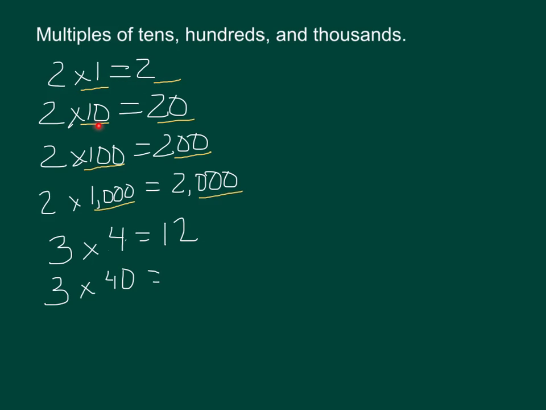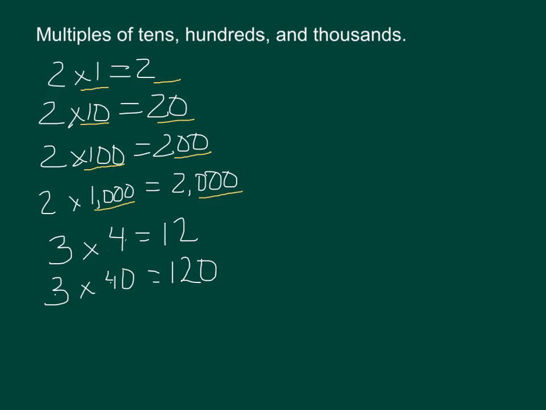I have 1 zero here, 1 zero here. 2 zeros here, 2 zeros here. 3 zeros here, 3 zeros here. So here I don't have any zeros, so I won't have any zeros in my answer. But here I do have 1 zero. So couldn't my answer be, keep the basic math fact of 3 times 4, and then slap a 0 on it?